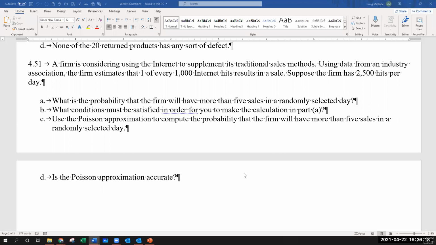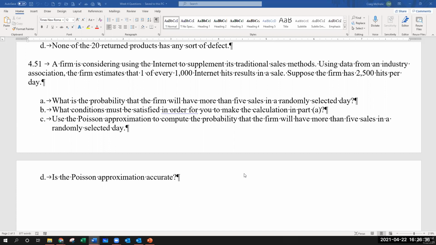Oh, it's a time interval. You mean like the Poisson? It's got to be one of the two because we've only learned two. It's either binomial or Poisson. So which one? It's Poisson. Nope, it's binomial. Good job on it, or Steve, whoever said that.